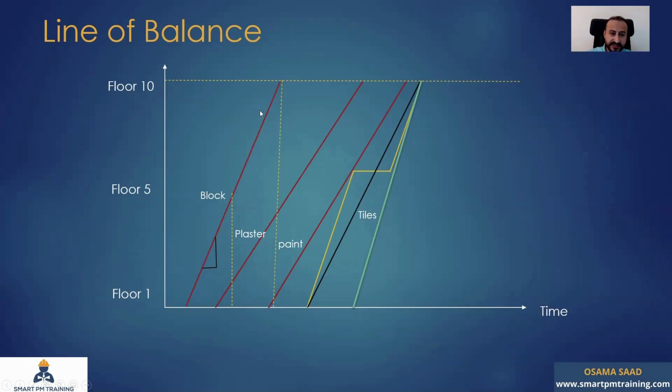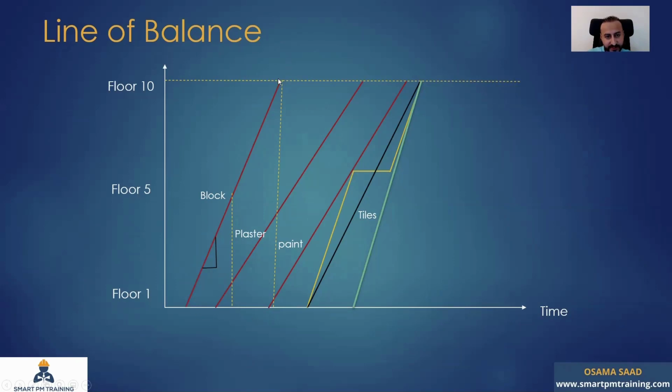This is the productivity rate, or the execution rate, for block work. The slope of the line, in black color, will determine the performance rate or the execution rate. So what does the slope mean here? It means I can achieve this amount of floors over this period of time. For the whole project, it means that I can finish the whole 10 floors during this duration.